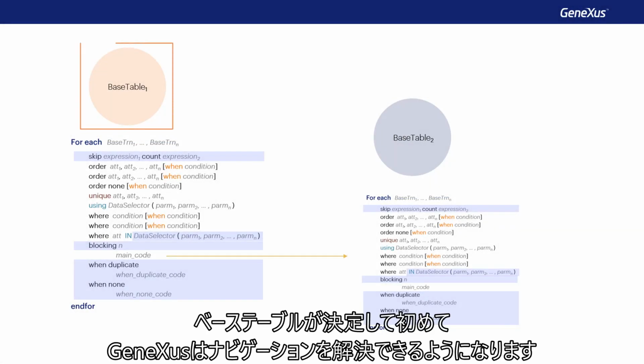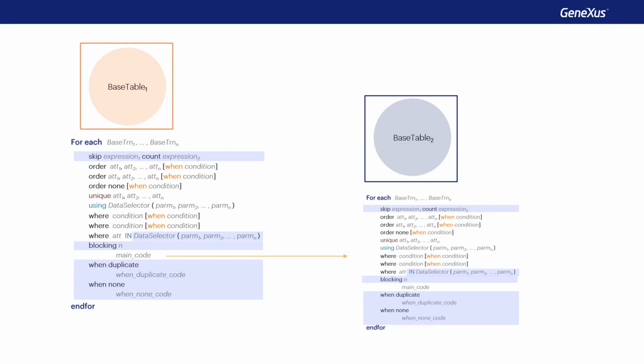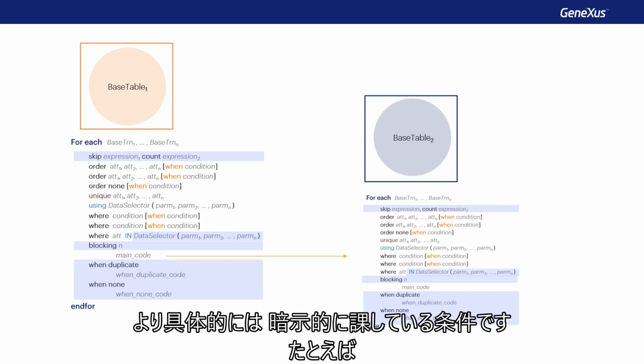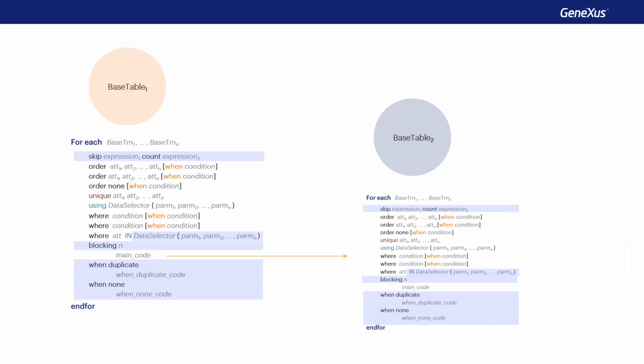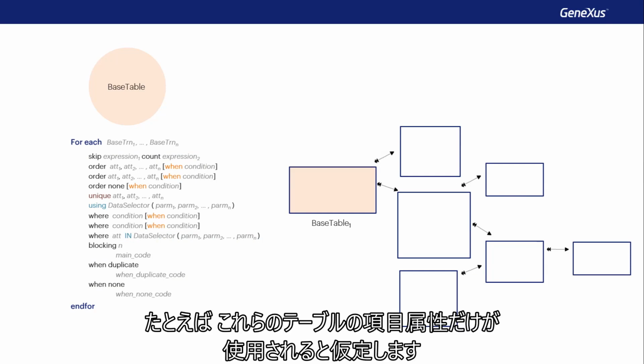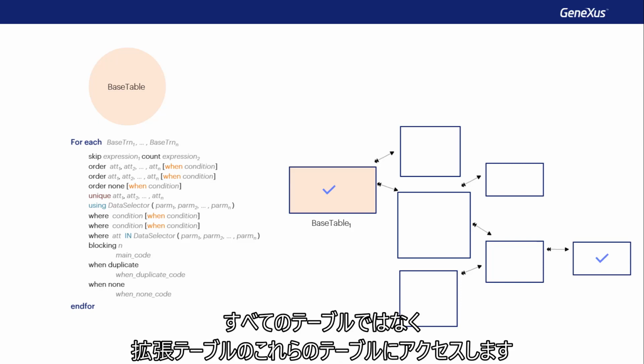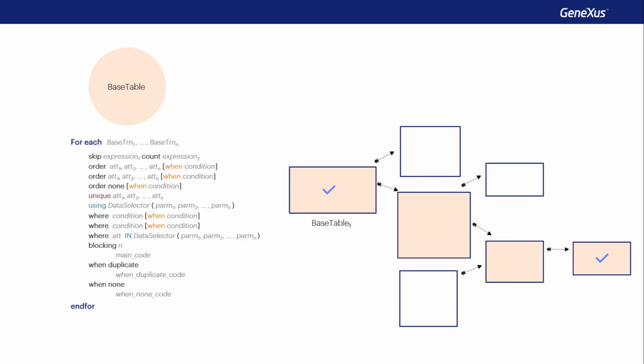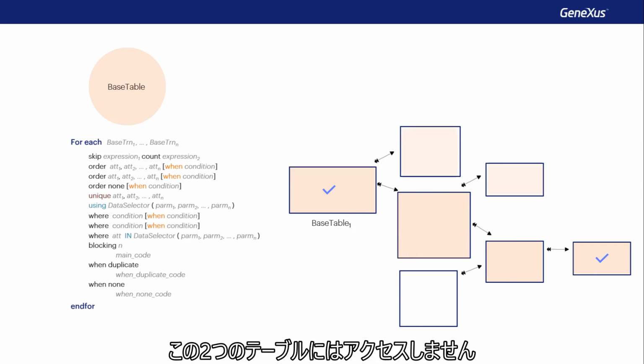Of course, it's possible to specify base transaction for one and not for the other. After, and only after, the base tables have been determined, GeneXus will solve the navigation, and, more specifically, the conditions that it will implicitly impose. For example, remember that if no access to a particular table of the extended table is required in the for each, for example, suppose that only attributes of these tables are used, then the access will be to these tables of the extended table and not to all tables. These two will not be accessed.